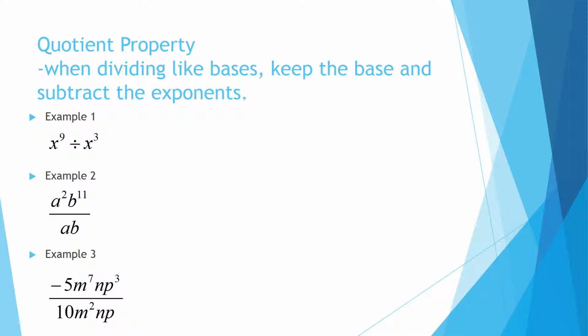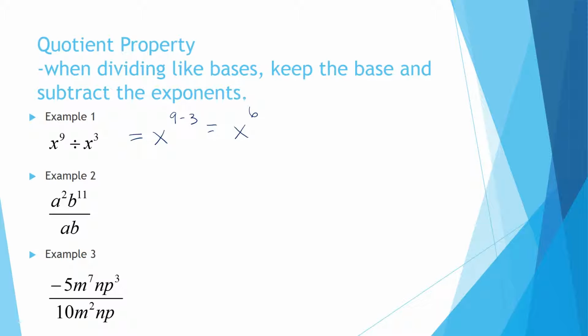Let's look now at the quotient property. The quotient property says that when dividing like bases, again, we keep the base, but we'll subtract the exponents this time. So let's look at example 1. Here we're dividing x to the 9th power divided by x cubed. The bases are the same, so we subtract those exponents. We'll take 9 minus 3, and we should get x to the 6th power.